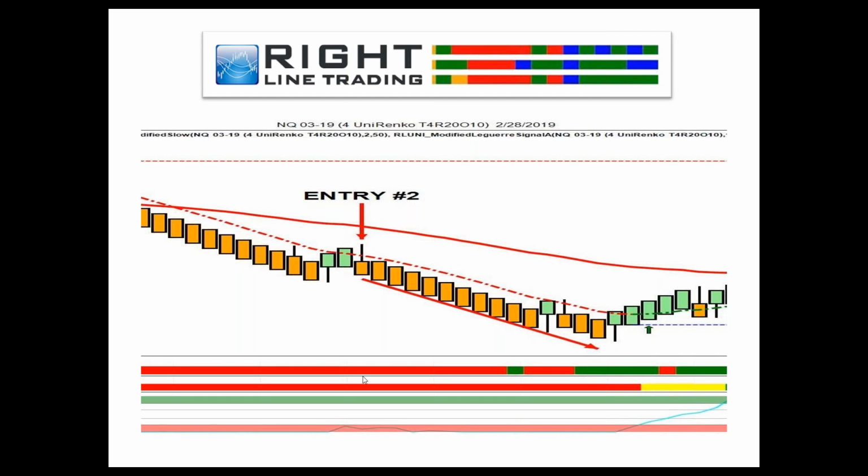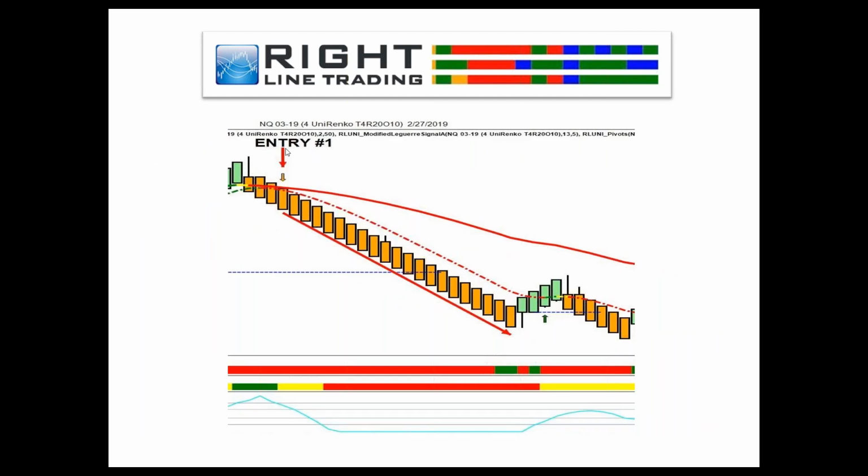trend in the direction of the Laguerre, locked short, and in the direction of money flow, which is order flow, right here. This is a very low risk, high reward trade with both of these two derivations in your direction and the Laguerre locked short. That's entry number two.